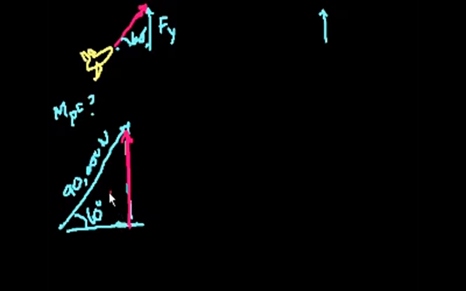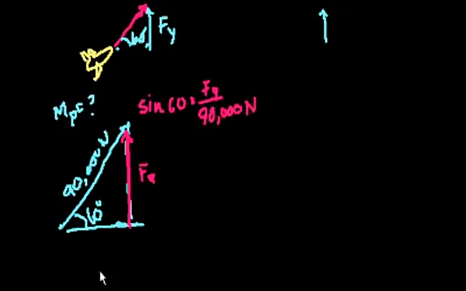Anyway, so in the y direction, so what is this? So the y direction, let's use sine, right? Sine is opposite over hypotenuse. So we know that sine of 60 degrees is equal to the opposite, which is the force in the y direction, over the hypotenuse, and that's 90,000 newtons. So the force in the y direction is equal to 90,000 times sine of 60 newtons.